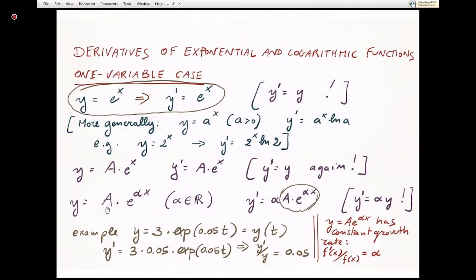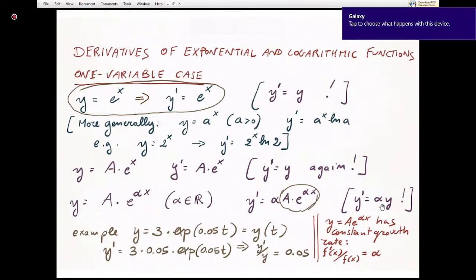Another example here is capital A times the exponential of alpha x, where alpha is a real number. And if you compute the derivative here, you know that the derivative is capital A times the exponential of alpha x times alpha. So in this case, the derivative is not exactly equal to the function, but it is proportional to the function through a coefficient of proportionality alpha. This is another example of differential equations, okay? So we may find this one.